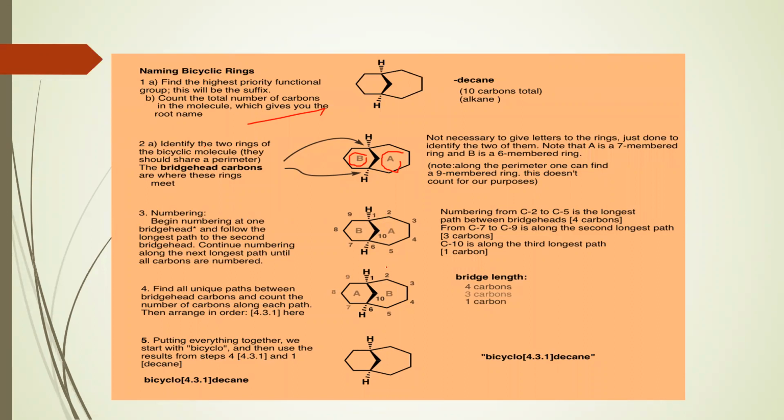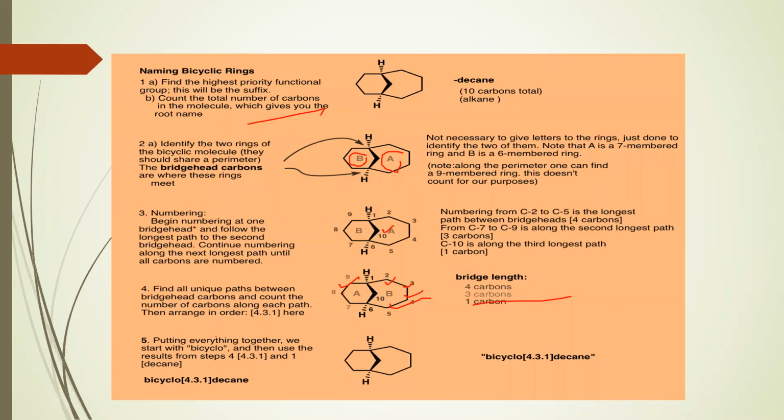Then the numbering starts from this bridgehead carbon. This is 1, 2, 3, 4, 5, 6, 7, 8, and this is the bridge CH2 group, numbered 10. In this case, the bridge lengths of the molecule are represented: there is a 4 carbon atom bridge, then a 3 carbon atom bridge, and in the other ring there is 1 bridge carbon atom.